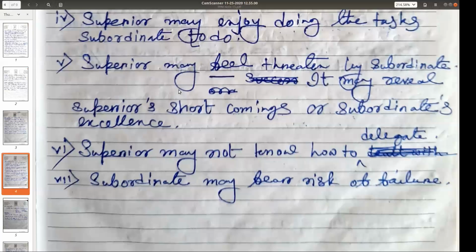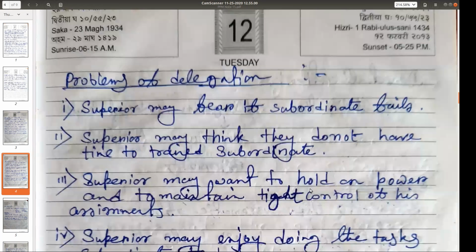Next, the superior may not know how to delegate. That may also happen. The superior doesn't know how to delegate the work, how to have another person, a subordinate, execute it successfully, because that is basically management ability, skills. You should not say power, skills. Next, the subordinate may fear the risk of failure. If the subordinate is not confident enough, they can think that if I fail, I'll be in trouble. These are some problems that come with delegation.